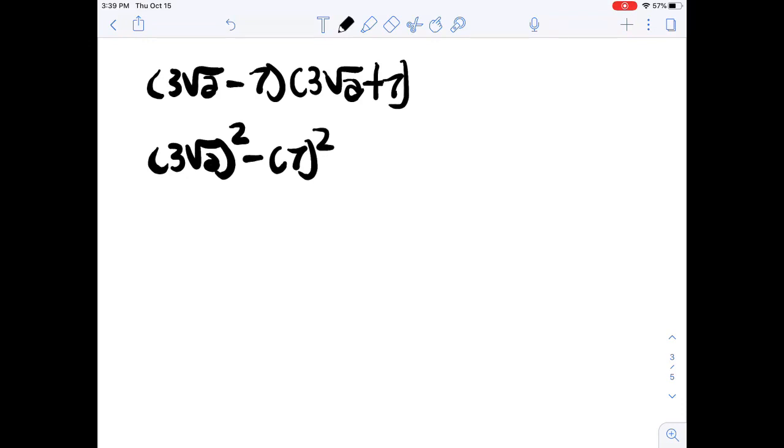And so from here, 3 to the power of 2 is 9, and the square root of a to the power of 2 just gets rid of the radical sign, so you just get a. And 7 squared is 49, and you have a minus sign here. So 9a minus 49 is the final answer.